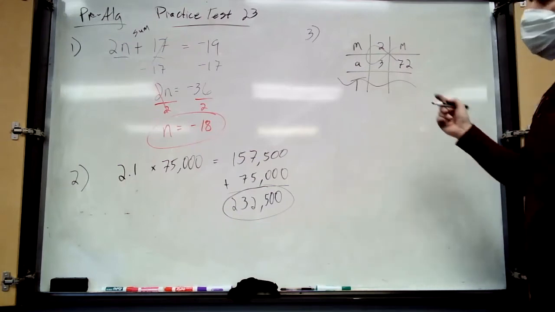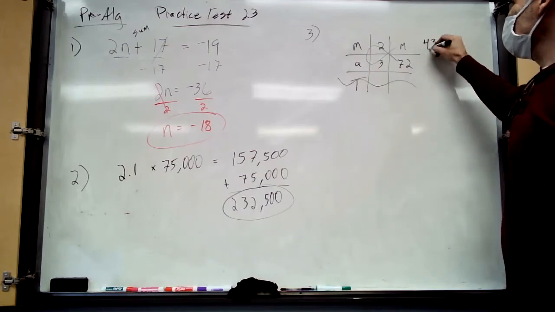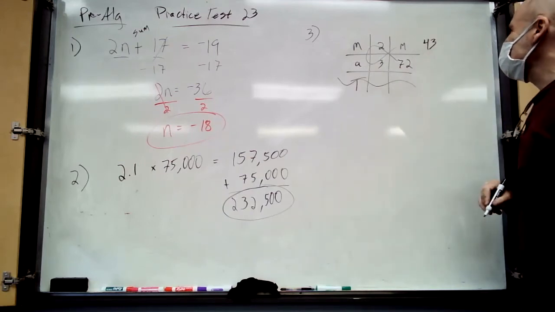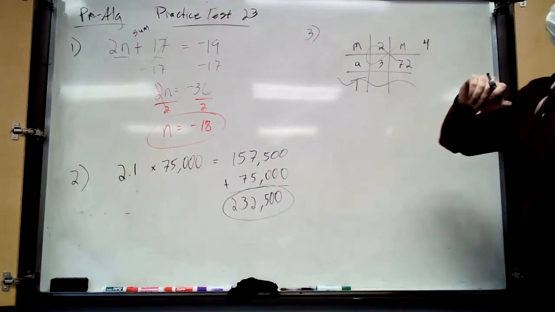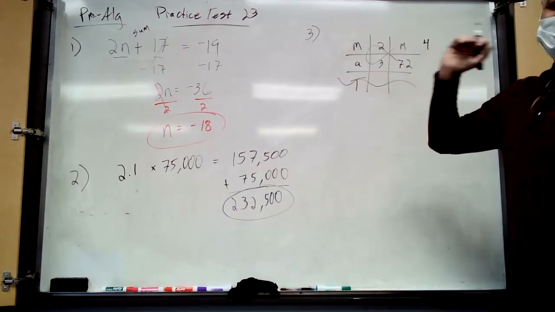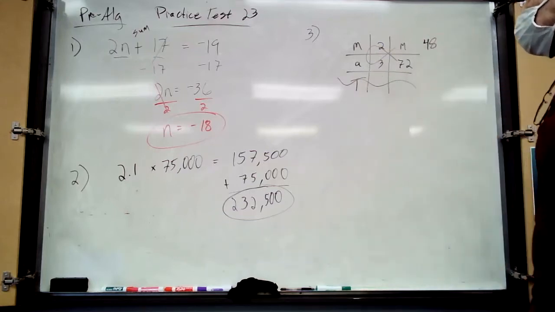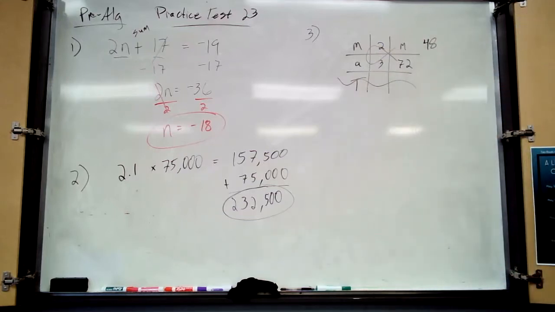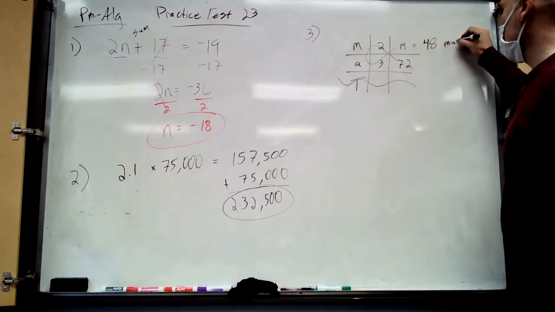144. 144 divided by 3 is like 43, I think. No, more than that. 144 divided by 3 is 48. Even calculators are smarter than me. I'm a little foggy right now. So 48 musicians.